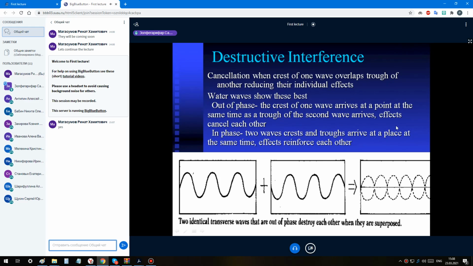In fact, if two wave crests, and likewise troughs, arrive at a place at the same time, the effects reinforce each other, as shown in these schematic shapes. This is the superposition of two identical transverse waves in phase, producing a wave of increased amplitude.